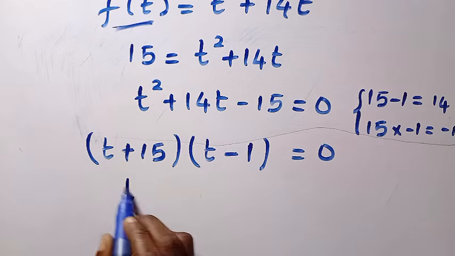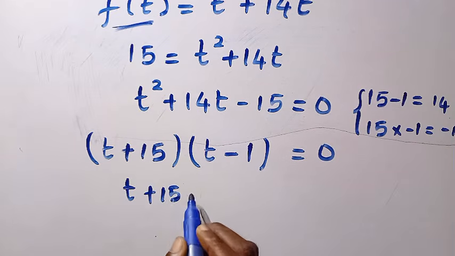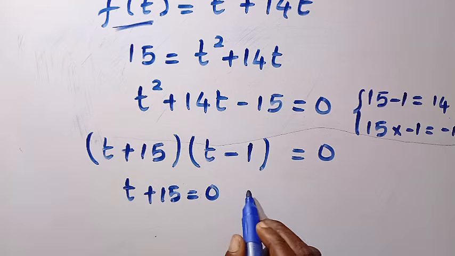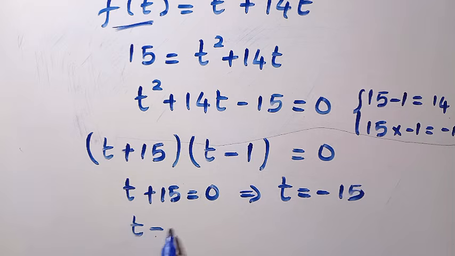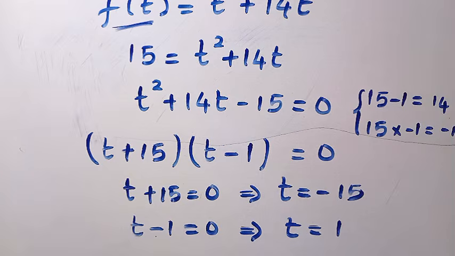So we let t plus 15 equals 0. This implies that t equals minus 15. And also we have t minus 1 equals 0. And this also implies that t equals 1. So since we have gotten 2 values for t, we now use this value of t to know the value of x.